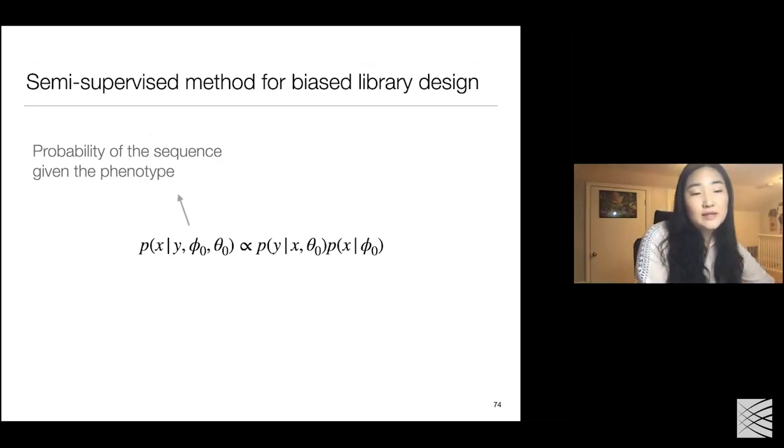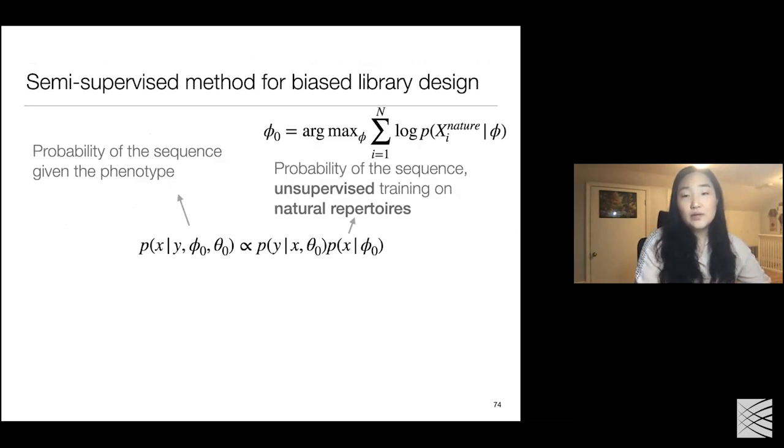What we need at the end of the day is the probability of a sequence given a phenotype, with which we can generate new sequences that have the desired phenotype. Well, the great news is now we can learn the probability of a sequence by using unsupervised training on natural repertoires. So this is learning the P of X given phi. And we can learn this from natural sequences using a model like the autoregressive model that we have or any other generative model of our choice.